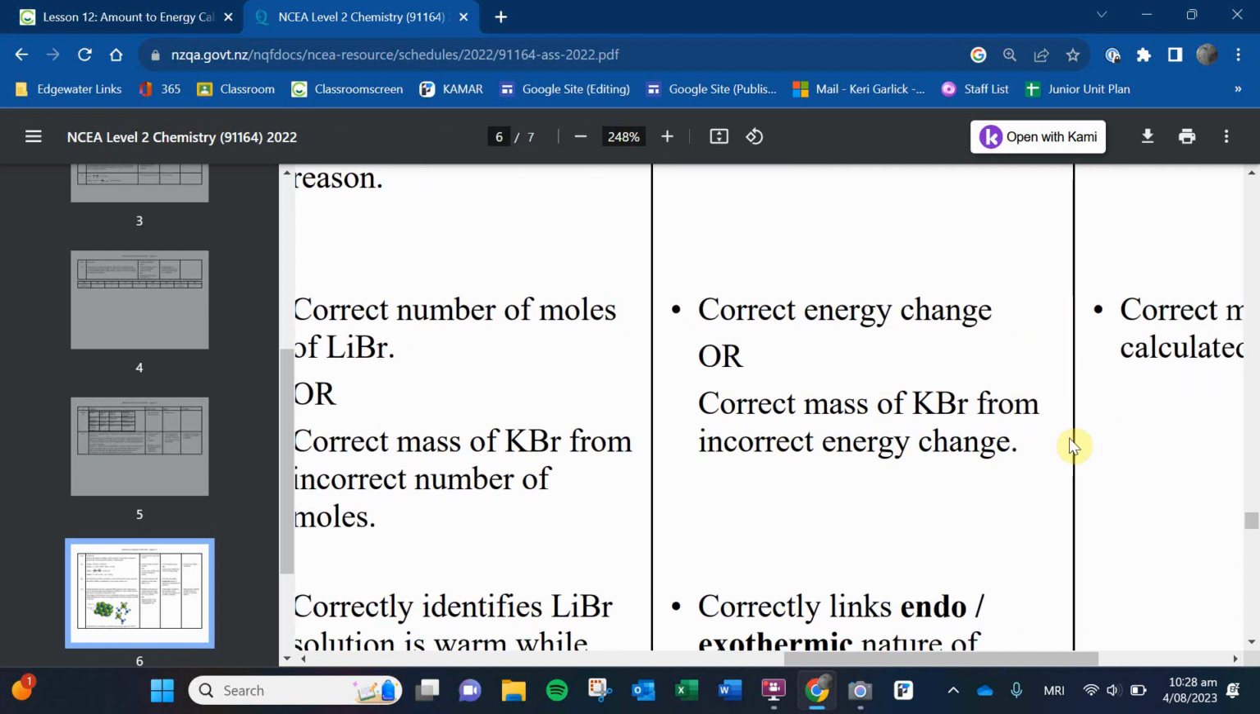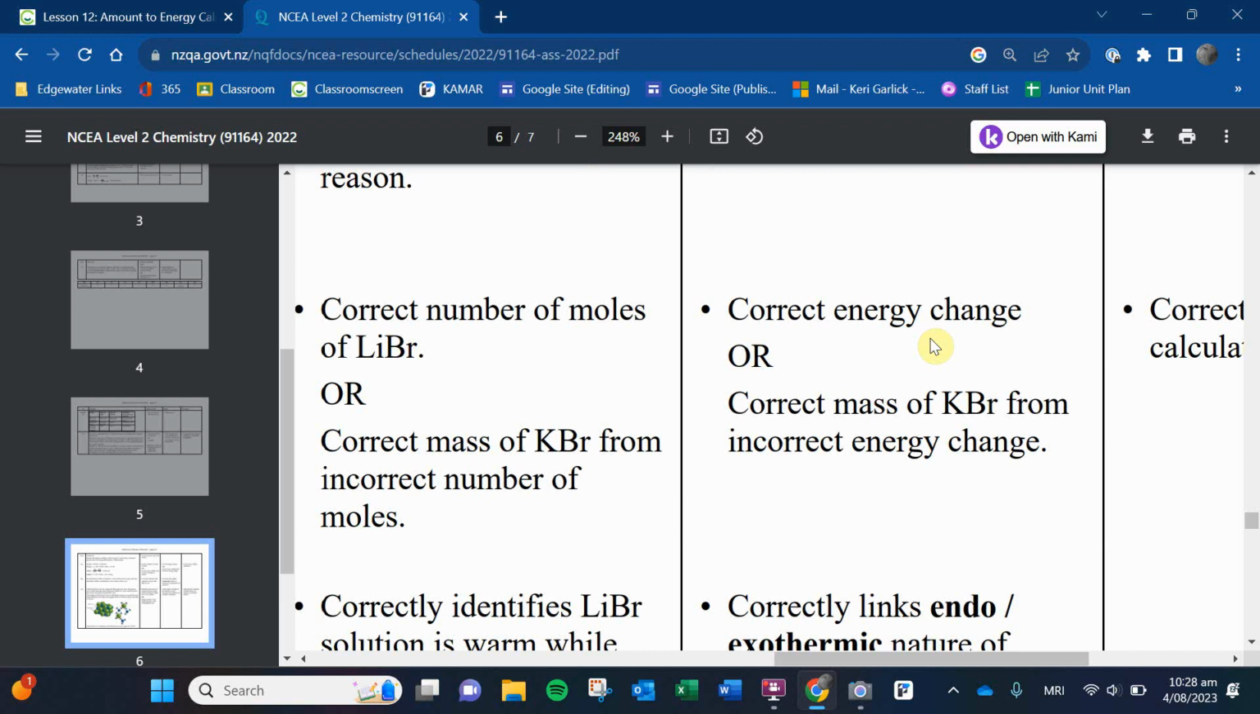The other thing for the achieved is correct energy change. So getting the 11.2 value. Or correct mass of the potassium bromide, where you've made a mistake in the energy change component. So this just means that you've made the mistake later in the calculation. So basically, how early you make that mistake is how they're going to decide what they give you.